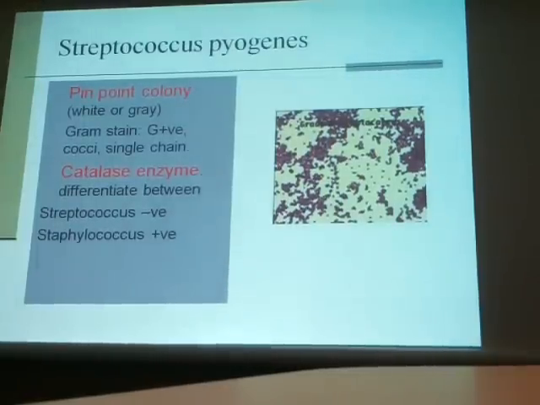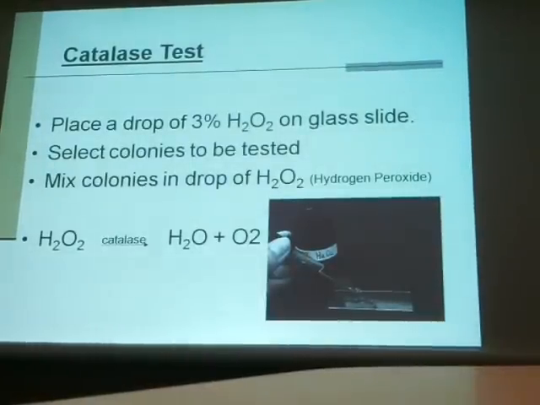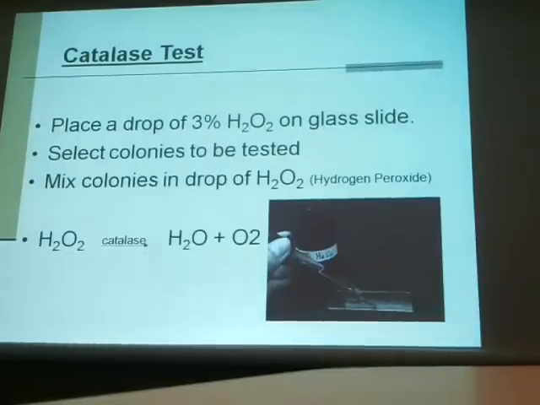We differentiate by the catalase test. Staph is catalase positive, Streptococcus is catalase negative. Briefly, the catalase test uses 3% hydrogen peroxide, which breaks down into oxygen and water, and we detect the oxygen as bubbles. We place a drop of 3% H2O2 then add colonies. It's very important not to use colonies from blood agar, only from nutrient agar or chocolate agar. Why? Because it will give a false positive if we take from blood agar, since the RBCs themselves contain the catalase enzyme.